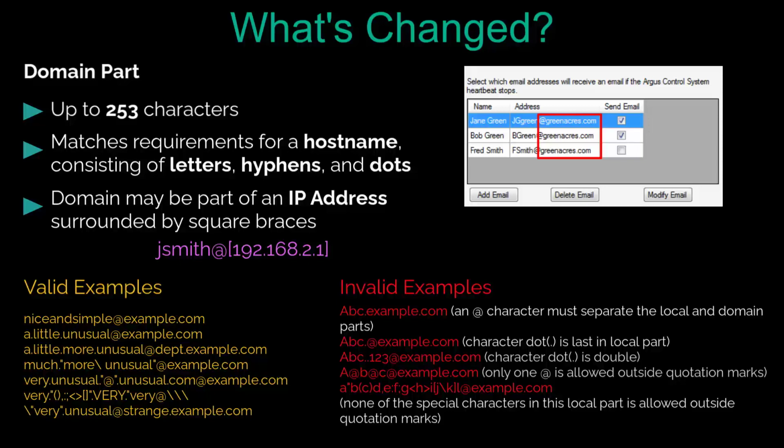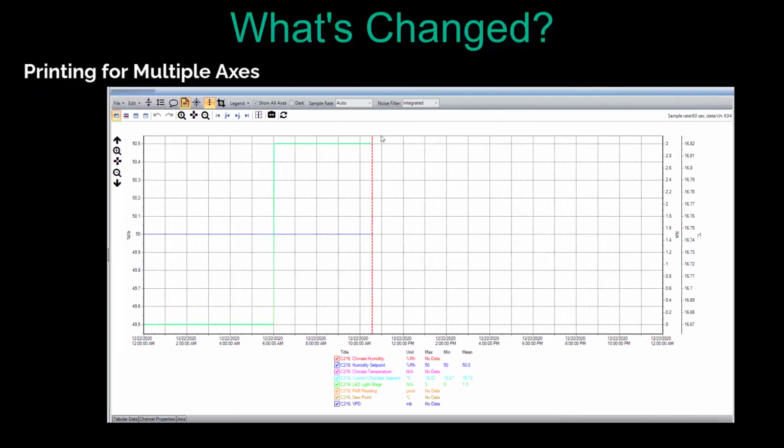Graph changes. Printing for multiple axes. There's a Show All Axes checkbox on the Argus Graph menu to allow for better printing. When you have multiple X or Y axes that need to be printed, this option includes them in the printout and resizes the screen correctly to align to the graph.